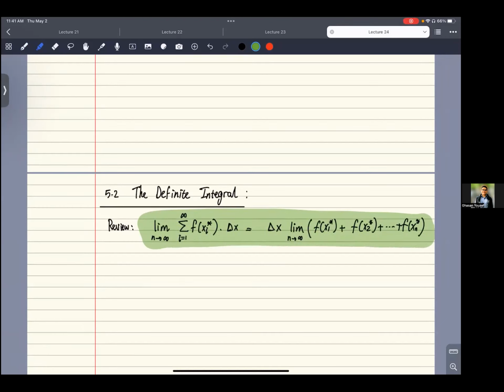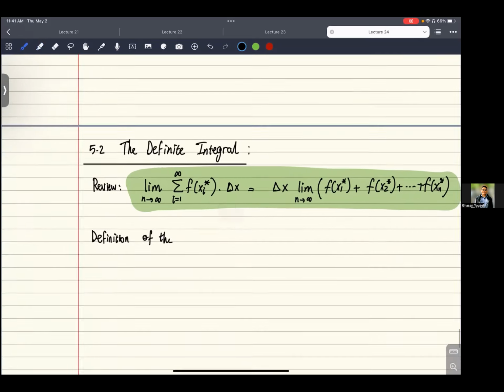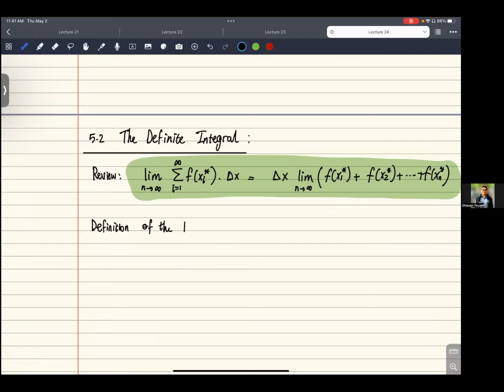Now I'm going to define the integral. So here is the definition of the definite integral. Oh, by the way, I'm going to stay here up to 12 today. Makes sense? About 20 minutes more than usual, up to 12 for today. Definition of the definite integral.